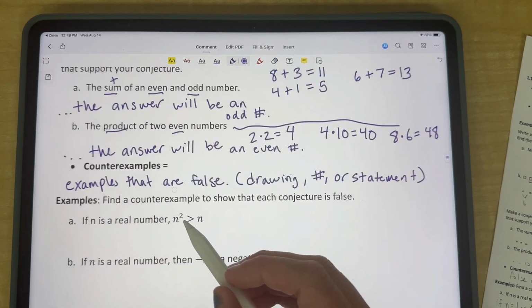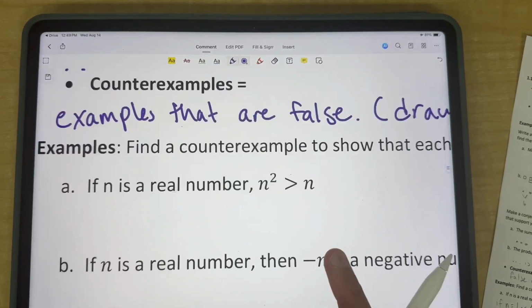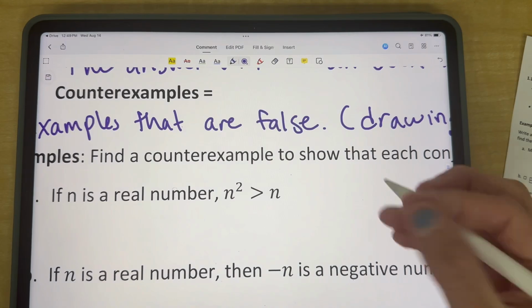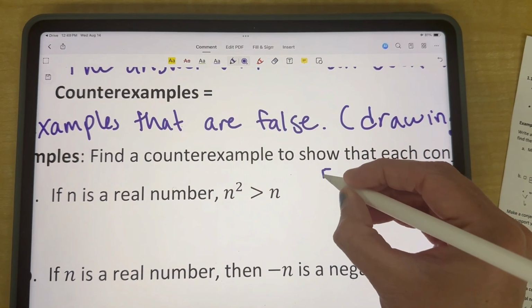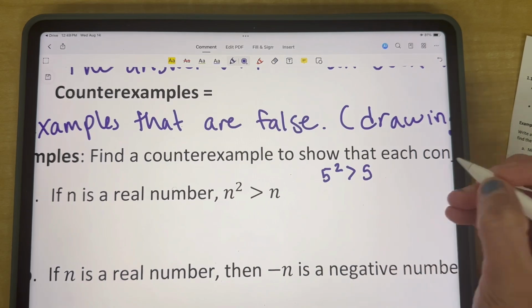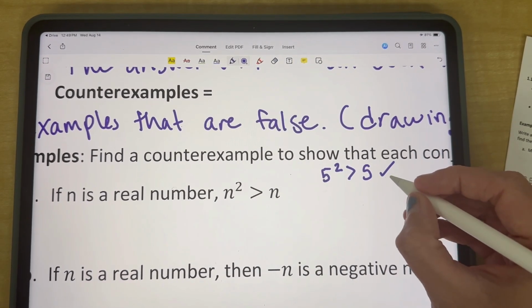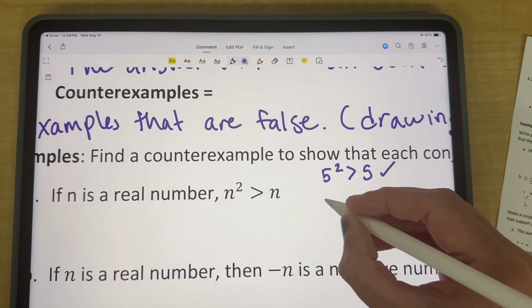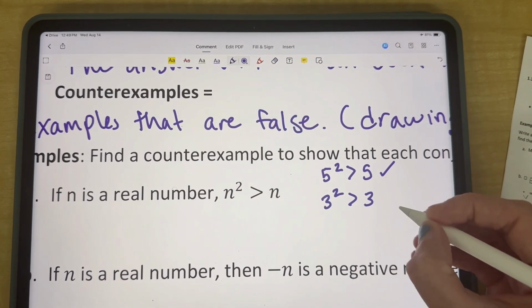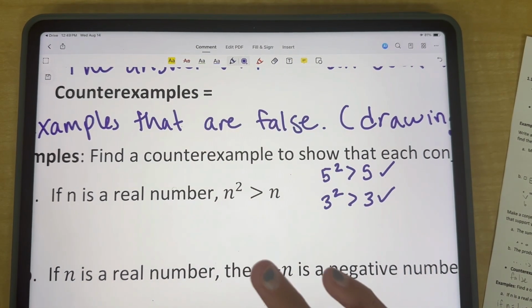That's greater than, the little alligator mouth is eating this one, so this is the greater than. Okay, so you can plug in whatever you want. Let's plug in 5. That's a real number. Is 5 greater than 5 squared? Yes, that's 25. Well, that's a true statement. Okay, let's see, maybe 3. Is 3 squared greater than 3? Yeah, 3 squared is 9. Well, that's a true statement. We need to come up with a false statement.